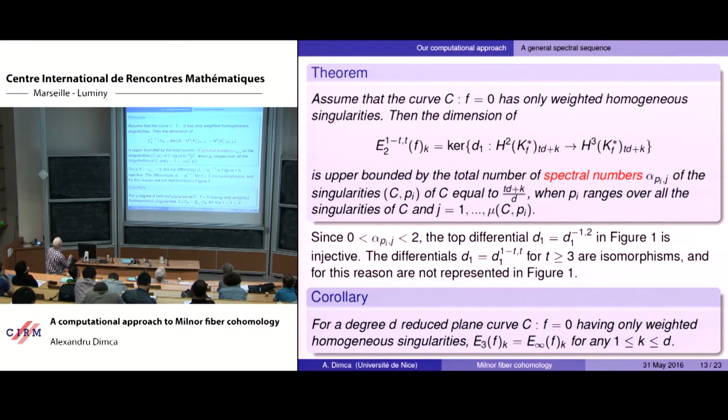And so the corollary is that for such a curve, I have degeneration at E3. So E3 is definitely enough. So our machine will not run too long before giving us complete results. Okay, so let's say a few words on these spectral numbers, at least how to compute them in simple cases.